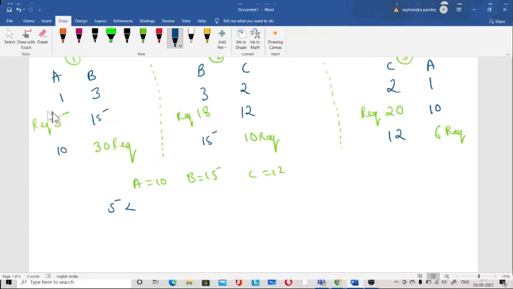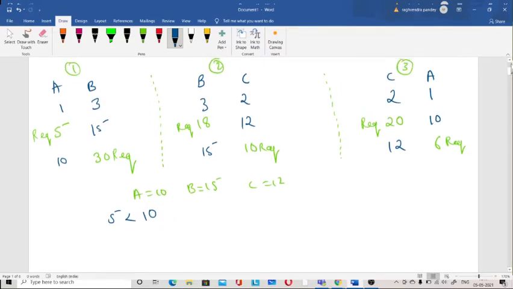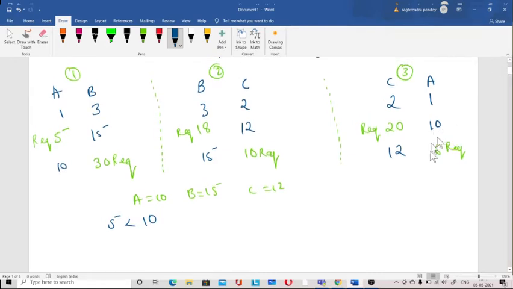10 moles are given, so 5 moles are required. The requirement is less and the given quantity is more. Then here you see, 6 is the requirement for A in this scenario, and the given quantity is 10 moles. The given quantity is more and the requirement is less, so A is not the limiting reagent.